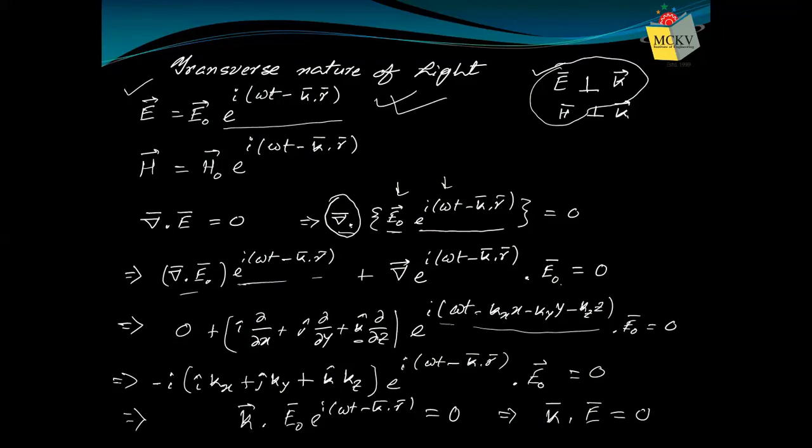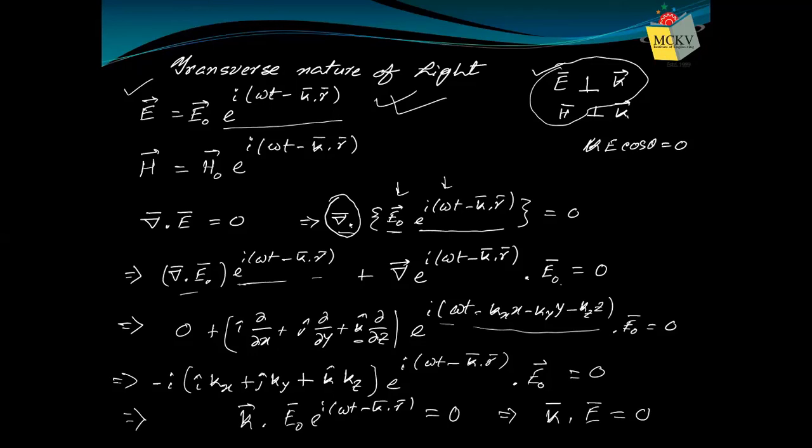What does that mean? That means magnitude of k, magnitude of E, into cos of the angle between them equals 0. So what would be that angle? What would be the angle for which k dot E is 0? Suppose A dot B is 0. What does that mean? What is the relation between A and B? k E cos theta equals 0. k dot E equals 0 means magnitude of k, magnitude of E, cos theta equal to 0.